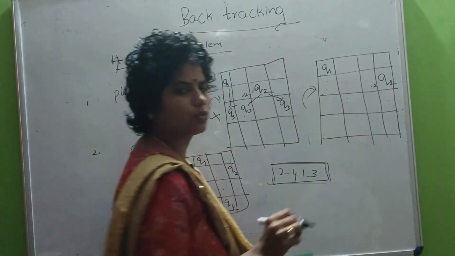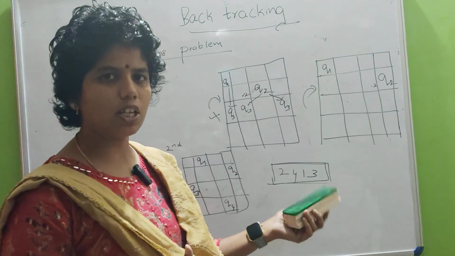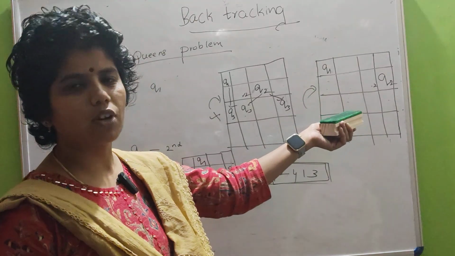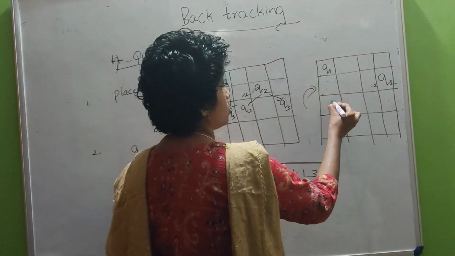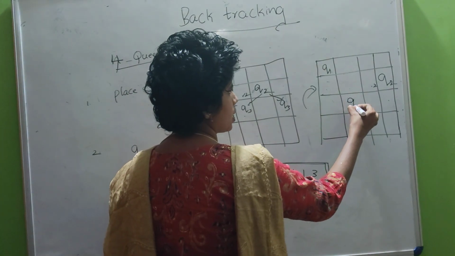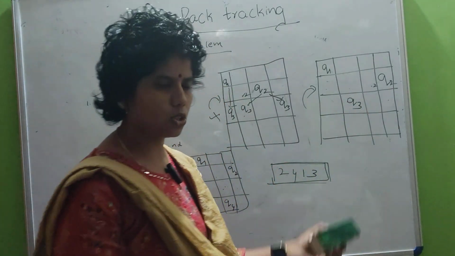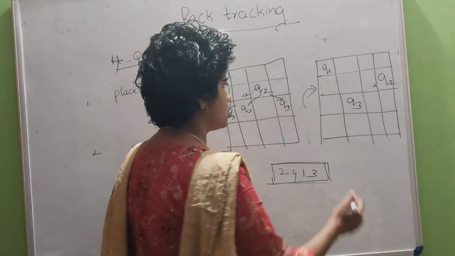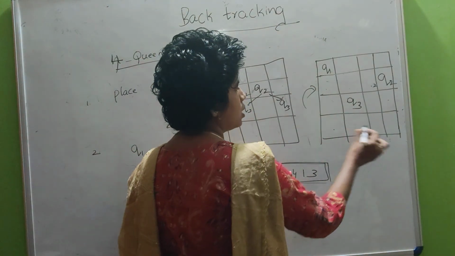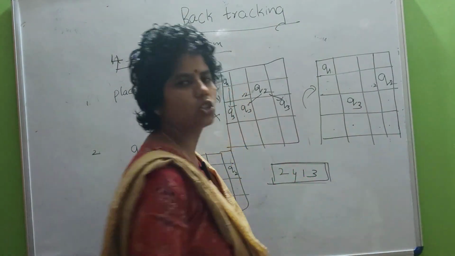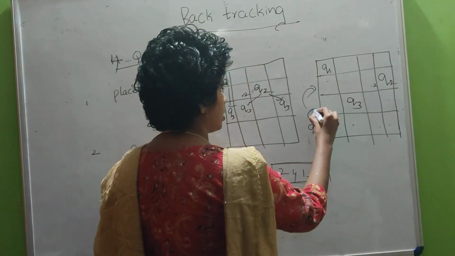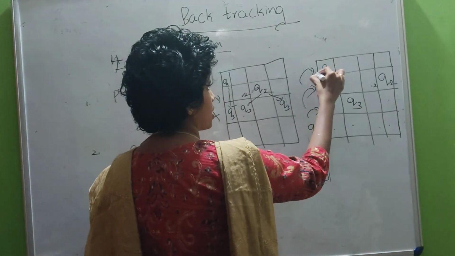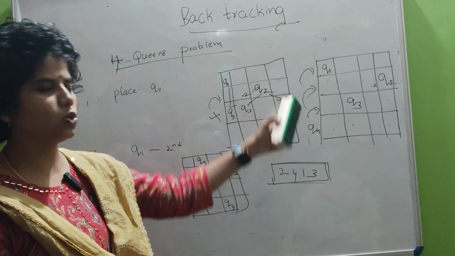You write it here. After finding the position of Q2, now you will go for Q3. You can't write here, you can't write here, you can write here. You are placing Q3 here, but next, when you go for Q4, it's not possible to write Q4 anywhere. That's why after coming to Q4, you will backtrack to Q1.